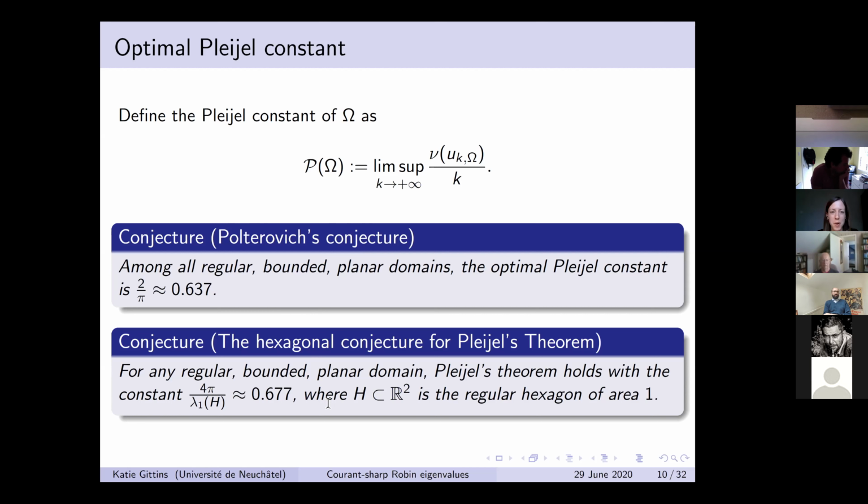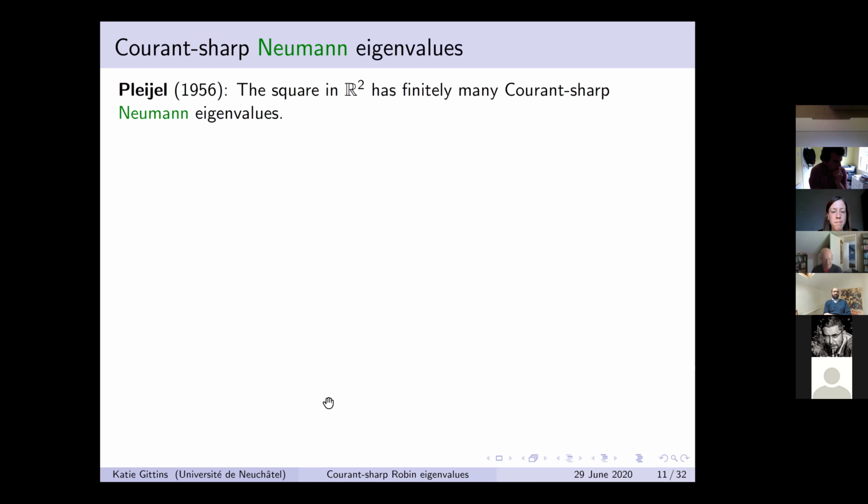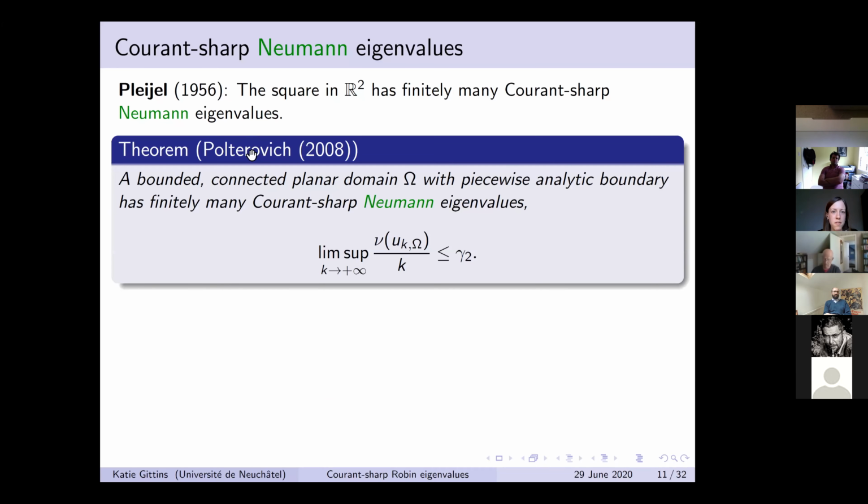So let me come back now to my main question, which is how many nodal domains there are. We have from Pleijel's theorem that there are finitely many Dirichlet Courant-sharp eigenvalues, and in the case of Neumann, Pleijel in his pioneering paper from '56 also showed that the square has finitely many Courant-sharp Neumann eigenvalues. Then in the paper I just mentioned from Polterovich, he showed that in 2 dimensions with analytic boundary, there are finitely many Courant-sharp Neumann eigenvalues, where the Pleijel constant is the same gamma 2 as before.